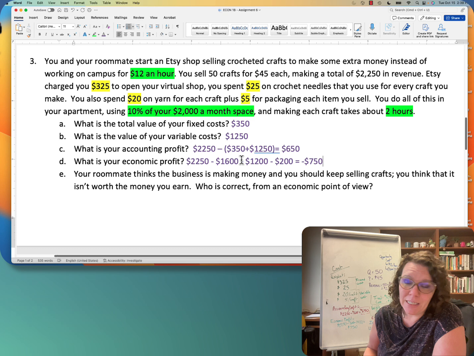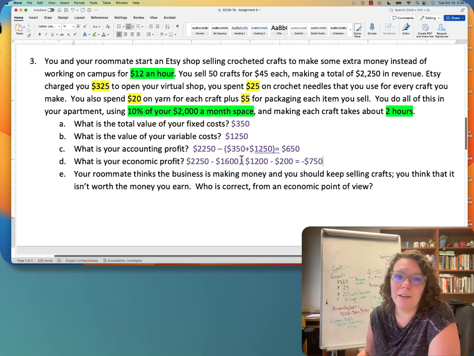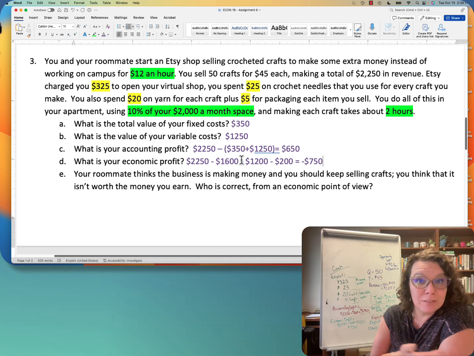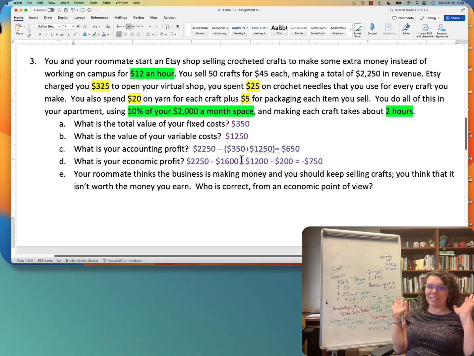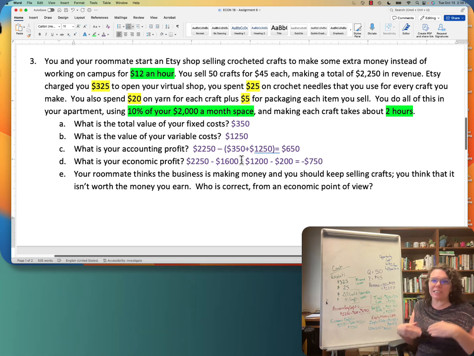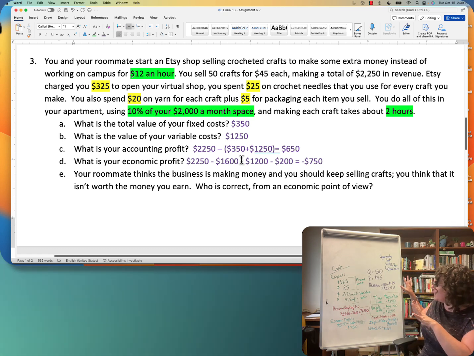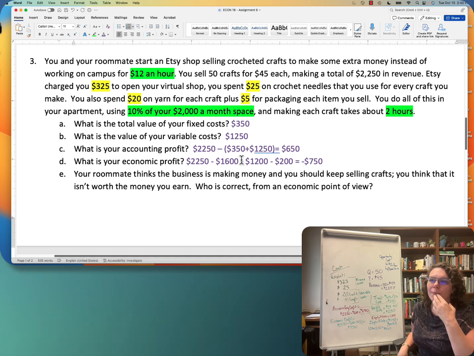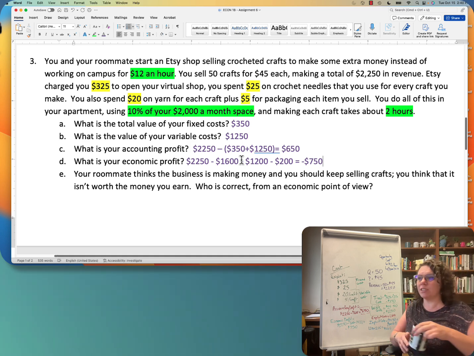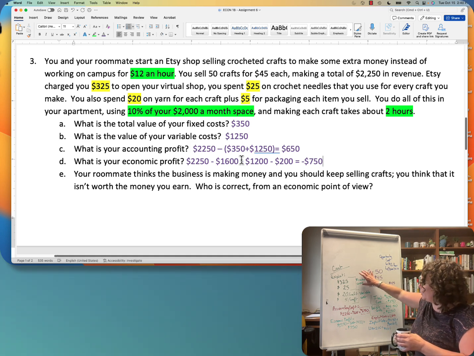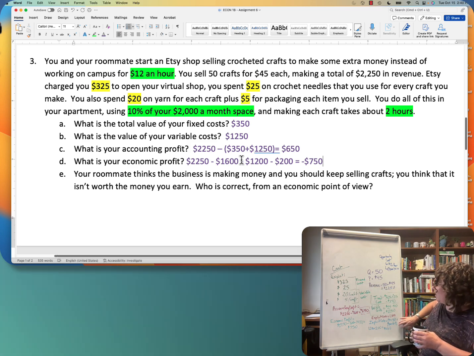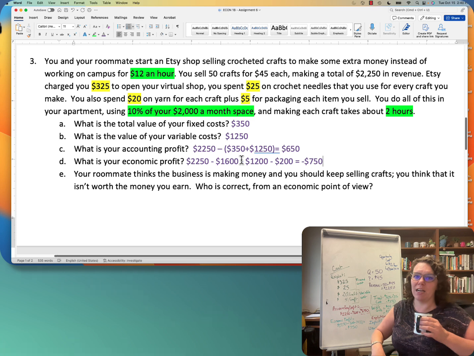So your roommate's right. You are making money from an accounting point of view, but from an economic point of view, you are taking losses and you should stop producing your crafts. Does that kind of make sense? I know this one is a little bit on the confusing side. We went over it in class. Hopefully this helps to break it down in a way that makes it a little more understandable. Really, the point of this whole section is to talk about the difference between fixed and variable costs, the difference between explicit and implicit costs, and the difference between accounting profit and economic profit.